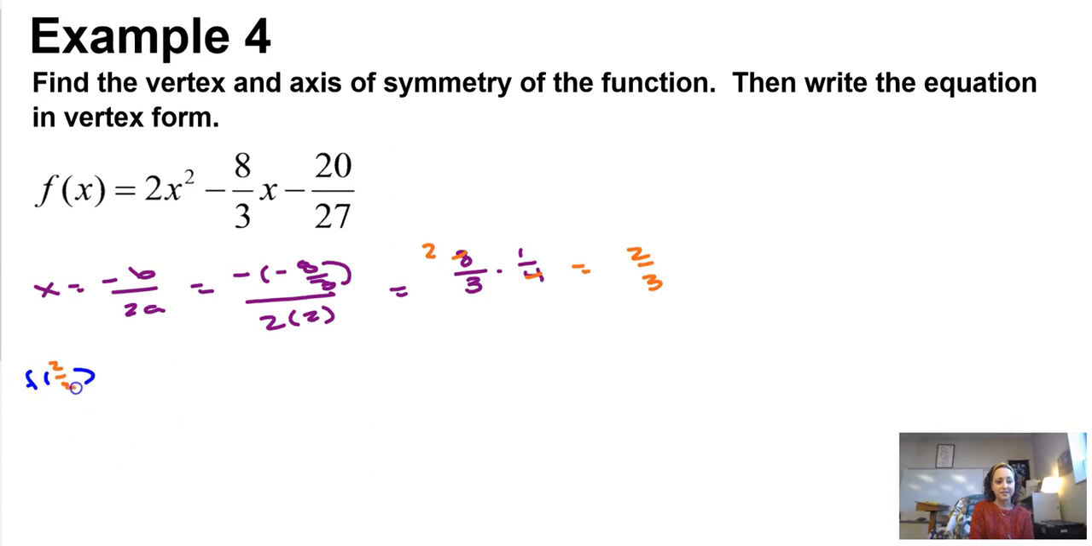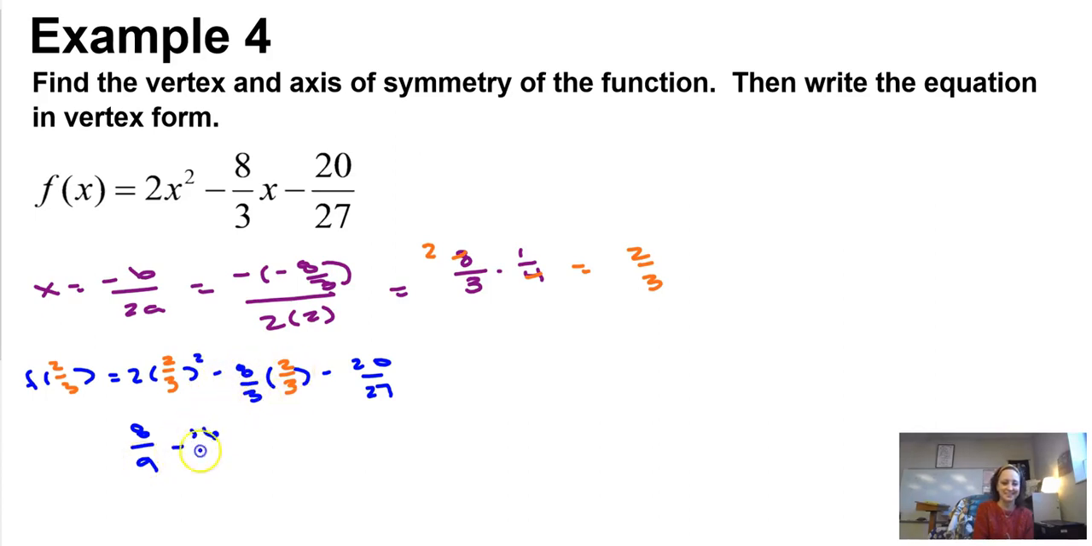And I'm going to force a pause on the screen, let you go ahead and do that. All right, this is what I got when I plugged in, so let's clean it up together. Remember to do PEMDAS, remember to do exponents first. So 2/3 squared is going to be 4/9 times 2. 4 times 2 is 8, so I got 8/9 here, and then just multiplying straight across. 8 times 2 is 16, 3 times 3 is 9, so negative 16 over 9, and then I still have my negative 20 over 27.